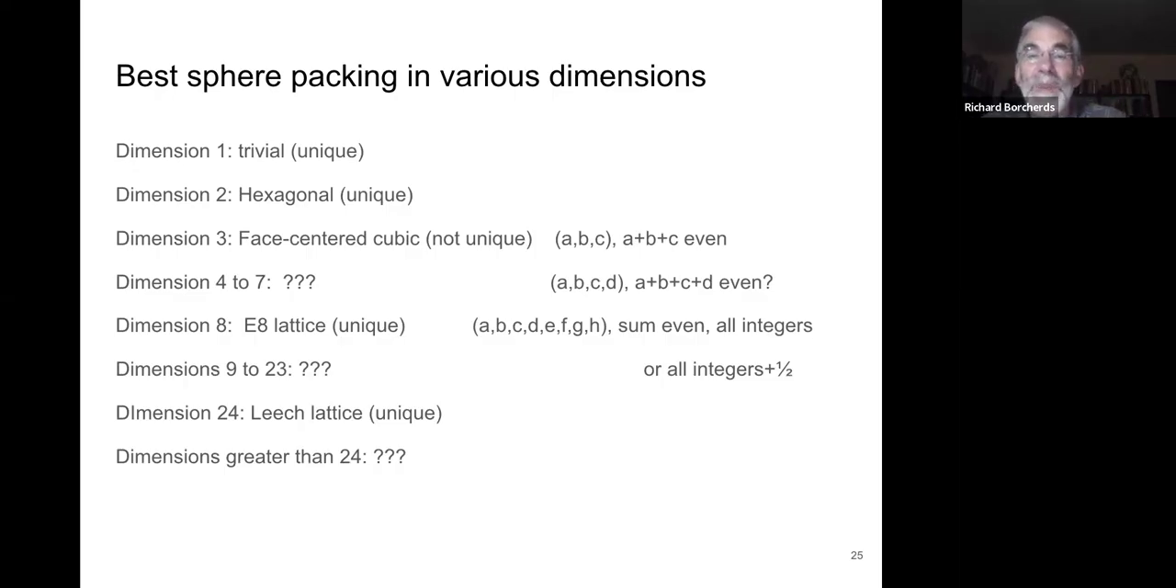In 4 to 7 dimensions, we've got some pretty good guesses for what the answer is, but we haven't managed to prove it. In 8 dimensions, we know the best packing. It's called the E8 lattice, that I'll say a bit more about later. In 9 to 23 dimensions, again, we're not quite certain what the best packing is. In 24 dimensions, we know the best packing. And this is really, really bizarre. We can do 8 and 24 dimensions, but we can't do the dimensions less than that.